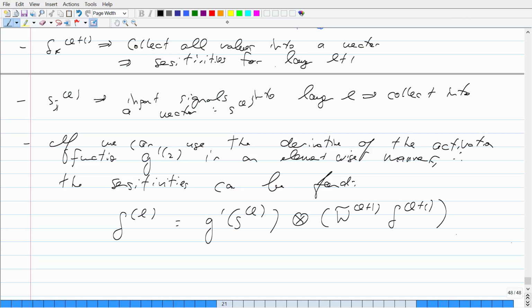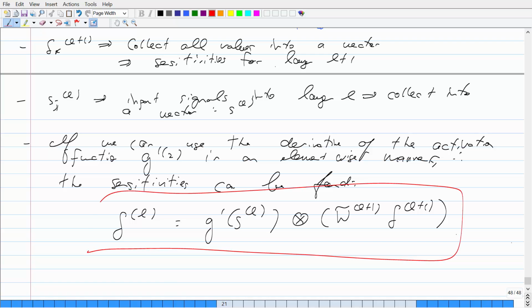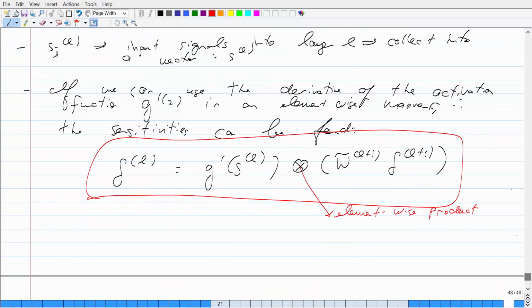Okay, so this is what it would be. This guy here is what is known as an element-wise product. It's also known as a Hadamard product. Let me give you a quick example so we know what we're talking about.